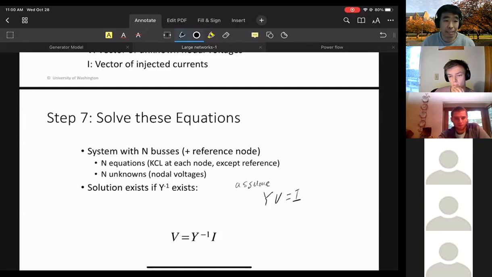But anyway, again, I'm assuming you can solve this equation. You know enough to solve an equation like Y times V equals I. We'll focus on solving the nonlinear version of this. But for the linear equations, we won't spend much time looking at how to solve this, right? So you seem to know how to solve this. Any additional questions, comments on this?